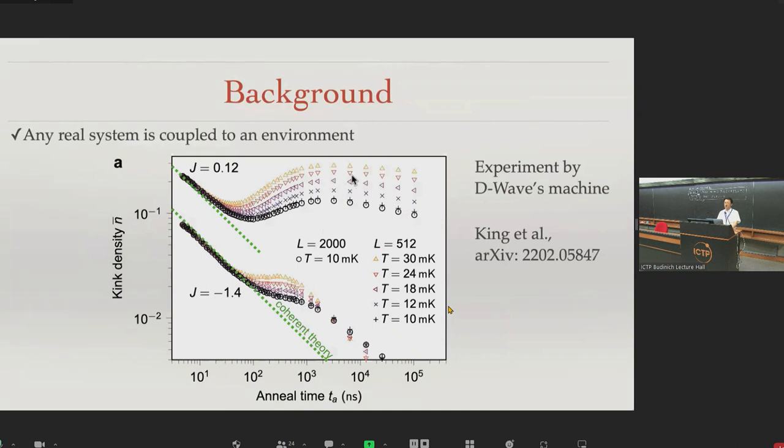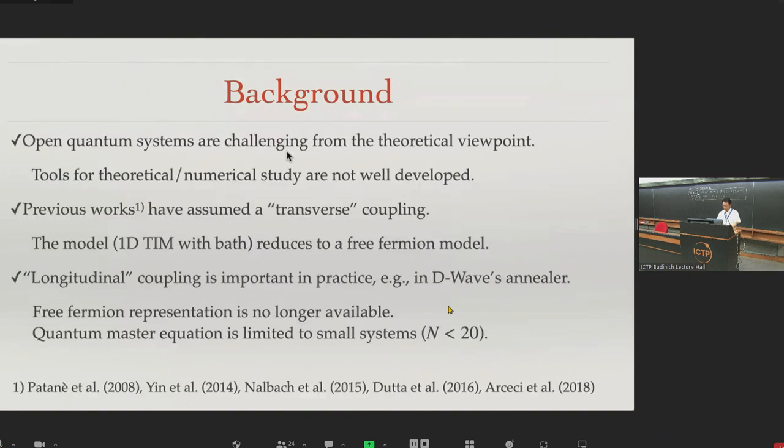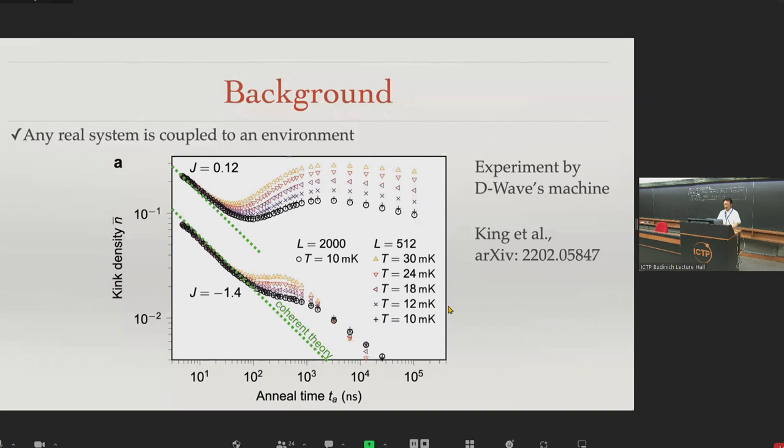The environment is very important because any real system is coupled to an environment. This figure shows a recent experiment done by a D-Wave machine. It shows the kink density as a function of annealing time. And for a short annealing time, we can observe the Kibble-Zurek scaling shown by these green lines.